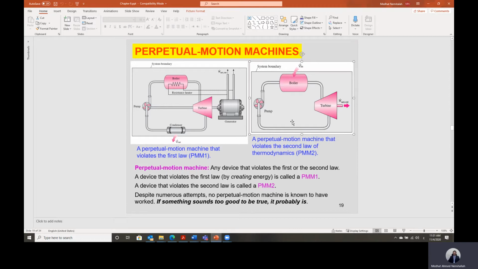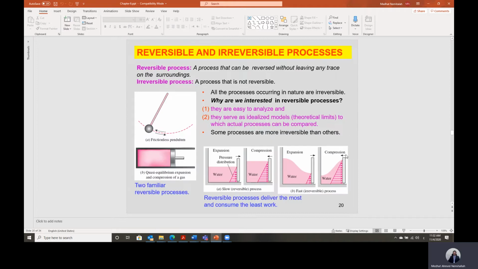This system is a steam power plant without a condenser, so we don't have heat rejection. That means all of the input heat will be converted to work. That means the efficiency is equal to 100%. And this is a clear violation of the Kelvin-Planck statement applied to a heat engine. As I told you, those machines are just virtual machines, just designed. They never come to operation because they are in violation of either the first or the second law of thermodynamics.